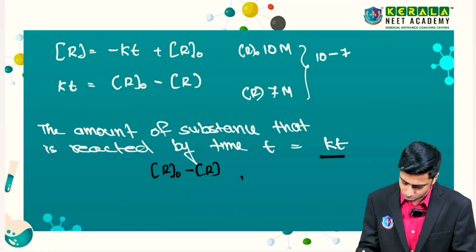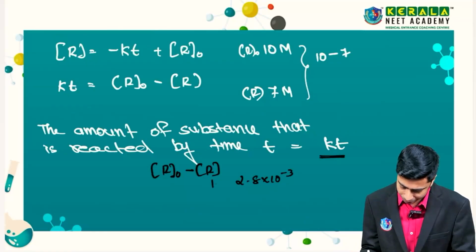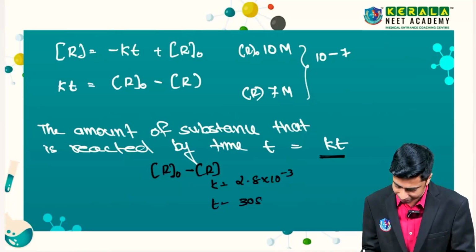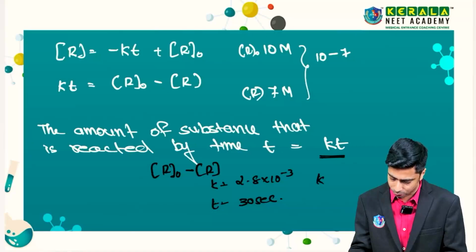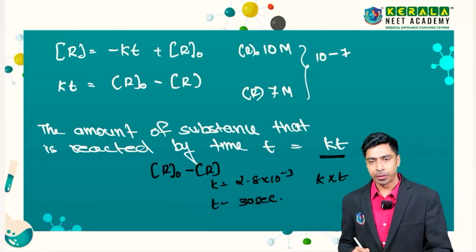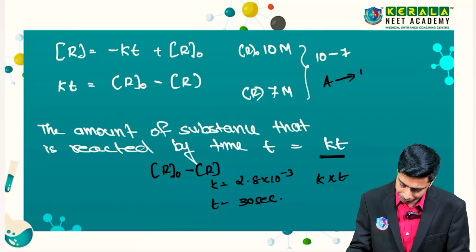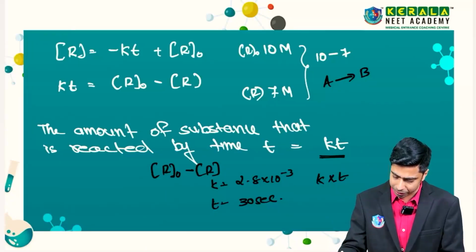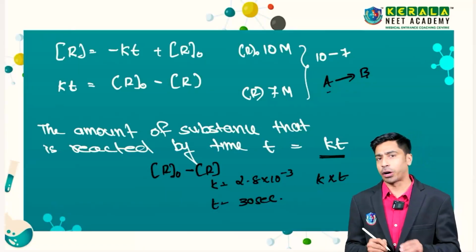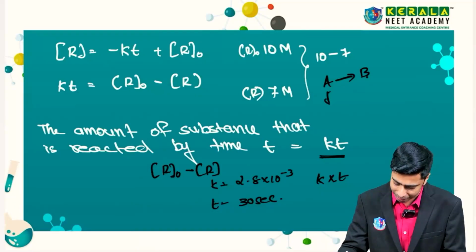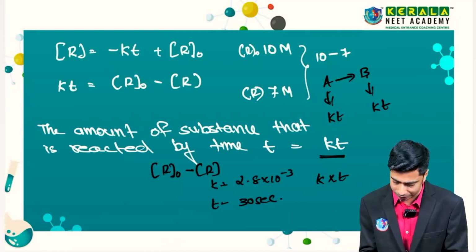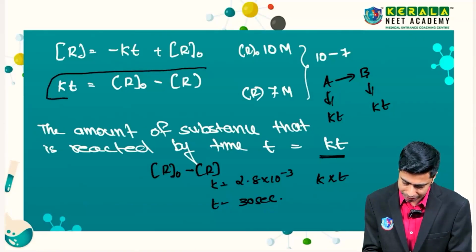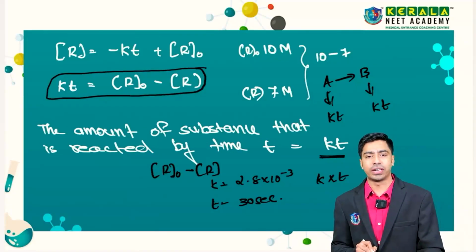Suppose now the rate constant K is 2.8 into 10 raised to minus 3, and time is equal to 30 seconds. Then the amount of substance reacted will be equal to K into t. And if a reaction is A giving B, the amount of substance reacted is equal to the amount of product formed. So the amount of substance reacted is equal to Kt, and the amount of substance produced also will be equal to Kt. So you can take down this equation, Kt equal to R0 minus R, which represents the amount of substance which is reacted.